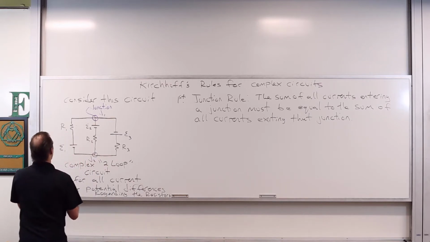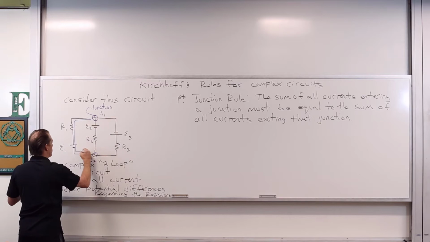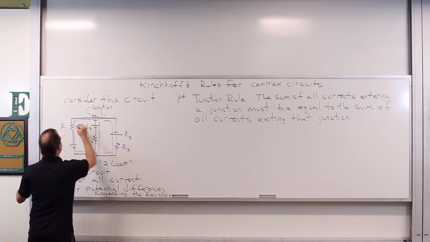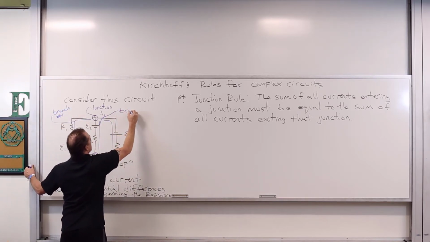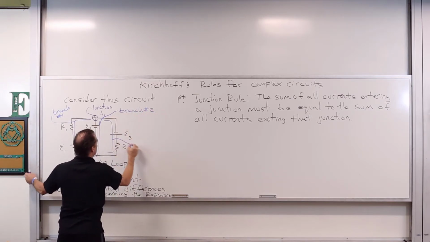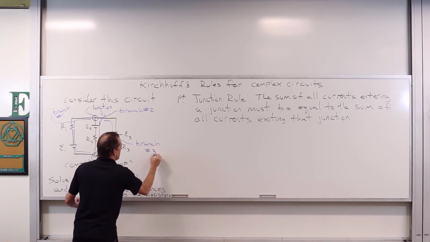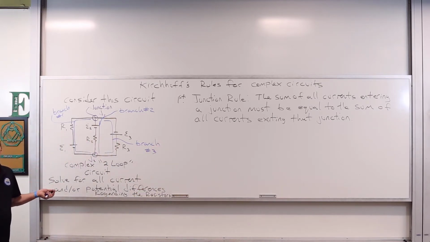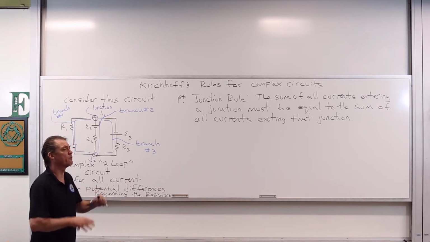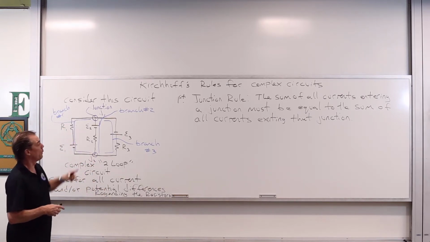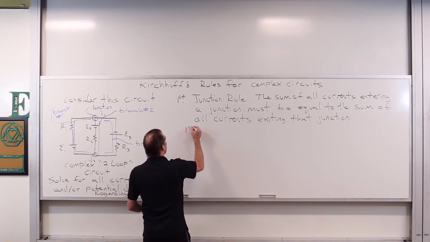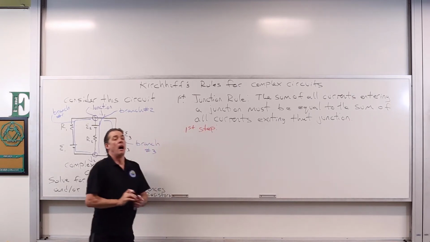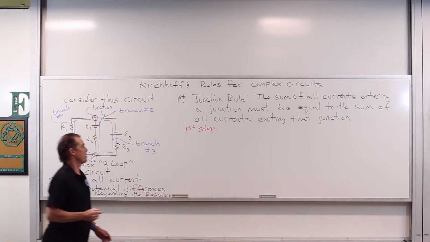So we've got three branches here, right? We've got this branch, we've got this branch, and we've got this branch. Branch number 1, branch number 2, and branch number 3. And each branch has its own current. If we can come up with some sort of directionality regarding the current in each branch, we can write out a junction rule mathematically. So the first step with solving these problems is assign directions of currents in each branch.